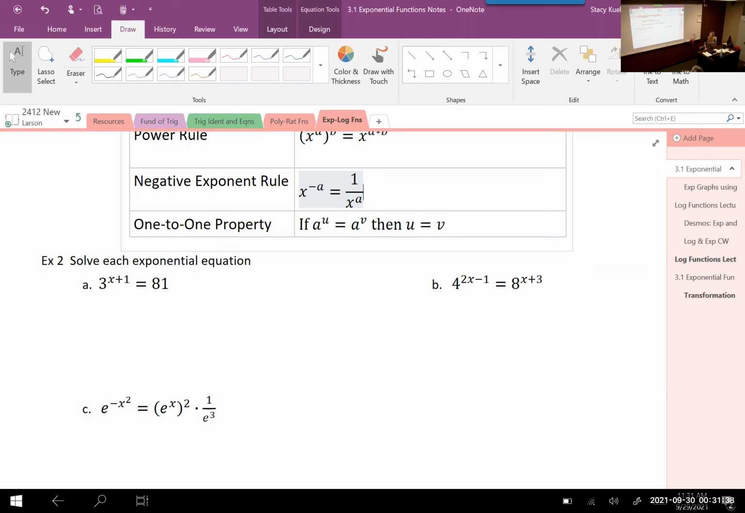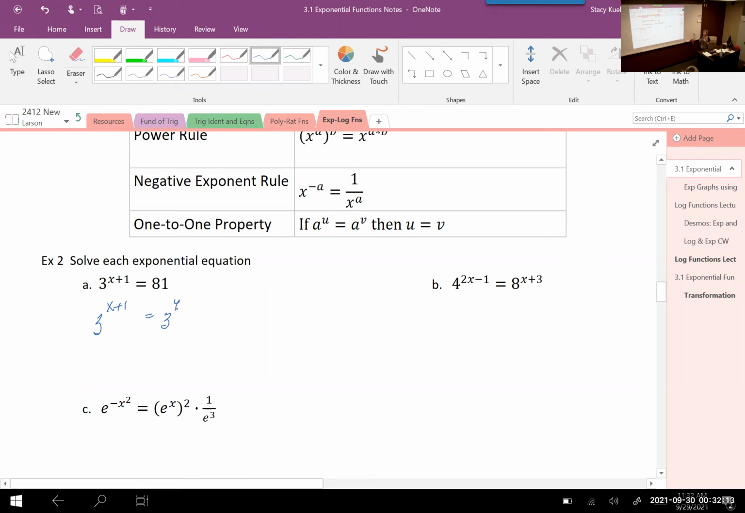So the first example says 3 raised to x plus 1 is equal to 81. What you want to recognize here is I already have a base of 3 on the left-hand side. Can I rewrite 81 as a base of 3 raised to some power? Yeah. What is it? 3 to the 4th, right? 81 is 3 to the 4th. Okay, so I would have 3 to the x plus 1 is now equal to 3 to the 4th power.